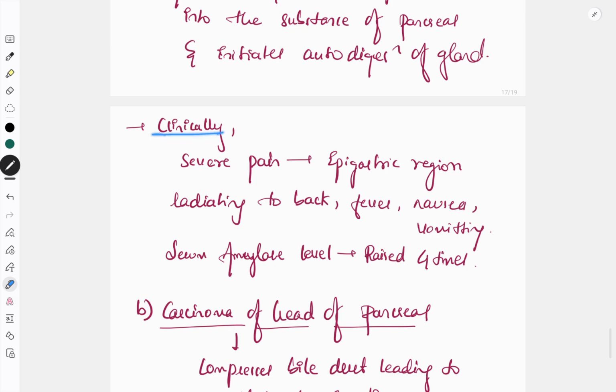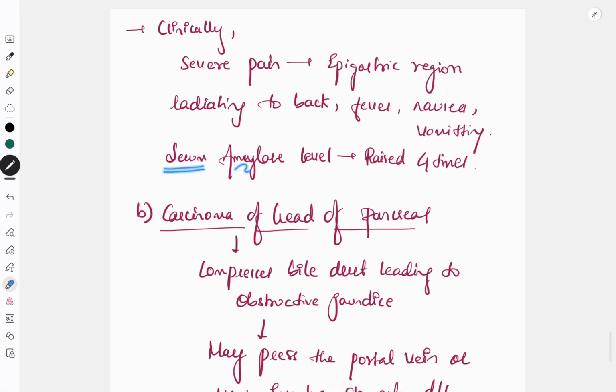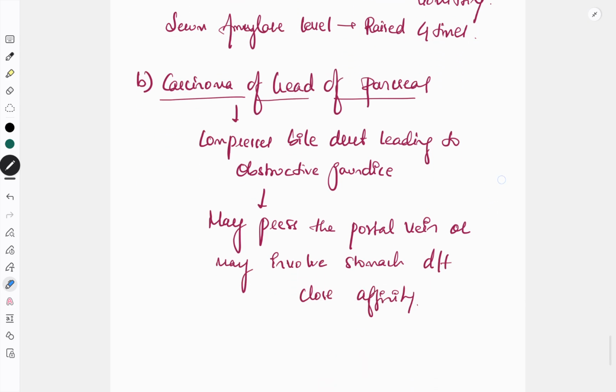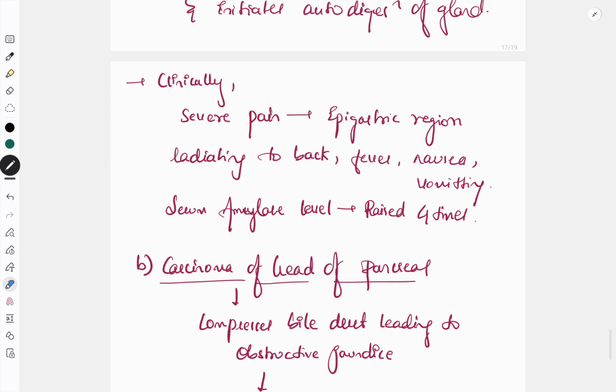Okay, so clinically, what can you see in the patient who has pancreatitis? He will come with severe pain. Where? In the epigastric region. Why epigastric region? Come on, tell me. Because we read in the location, that is where the pancreas is located. So he comes with severe pain in the epigastric region, which usually radiates to the back, with fever, nausea and vomiting. And in that patient, you will be able to see the serum amylase level is raised 4 times. This is very important in diagnosing acute pancreatitis, because there can be many other things that can have happened to the patient causing pain in the epigastric region. If you look at his serum amylase level, you will see that it is raised 4 times.